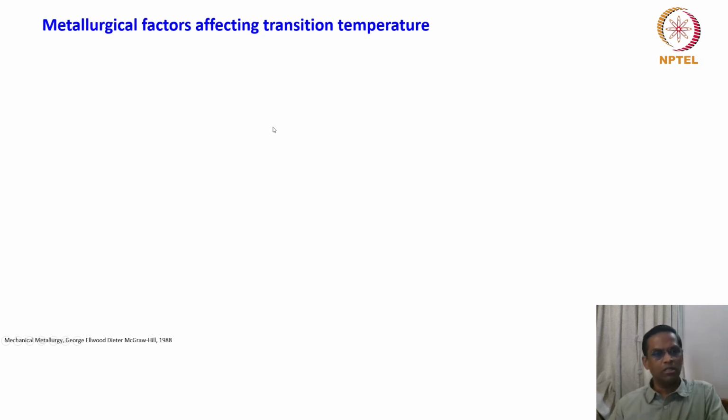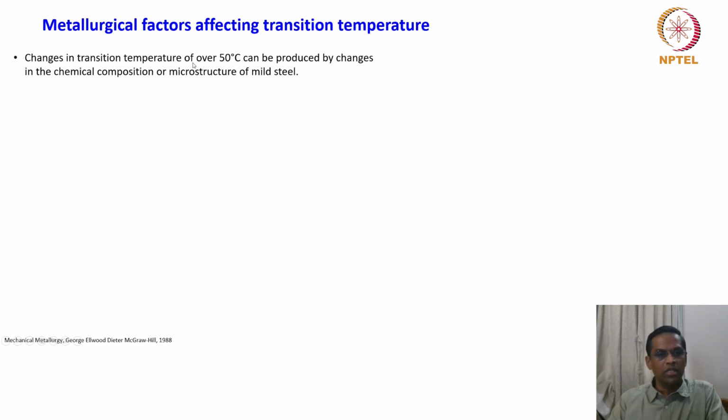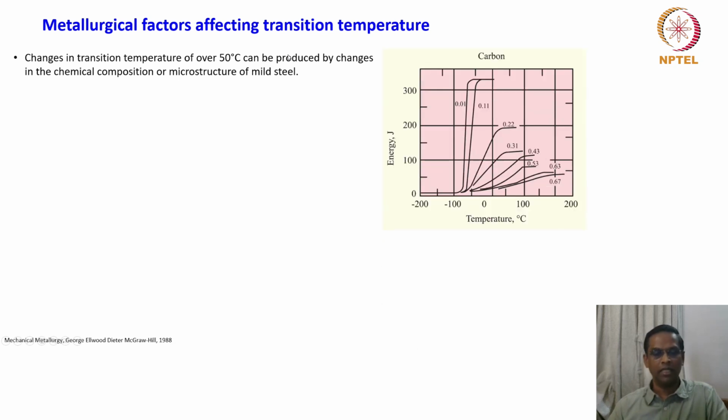Okay, just finally, what are the important metallurgical factors affecting this transition temperature? Very important. Changes in transition temperature of over 50 degrees can be produced by changes in the chemical composition or microstructure of mild steel. This is just an example. So what is the message? By tweaking the chemical composition, by doing a proper alloy design, or by controlling the microstructure, that is proper heat treatment, you can control the transition temperature in the order of 50 degrees. Other than that, it is intrinsic.